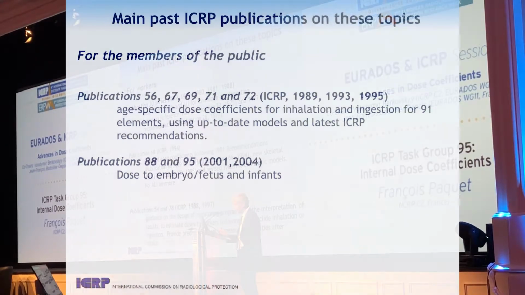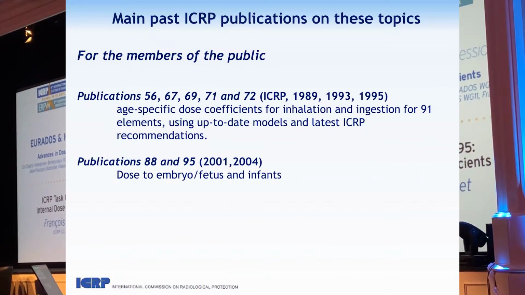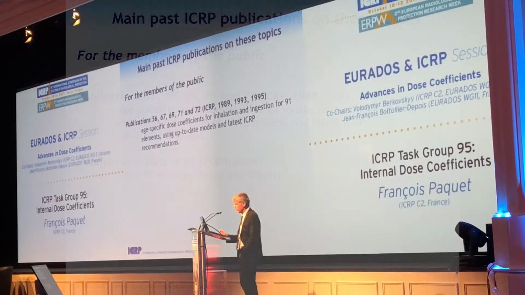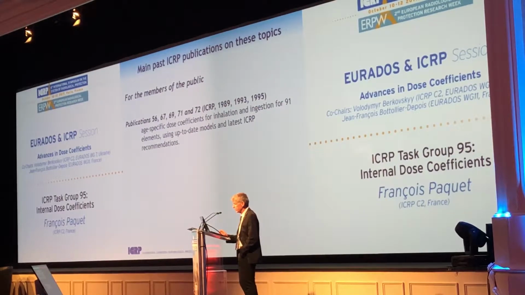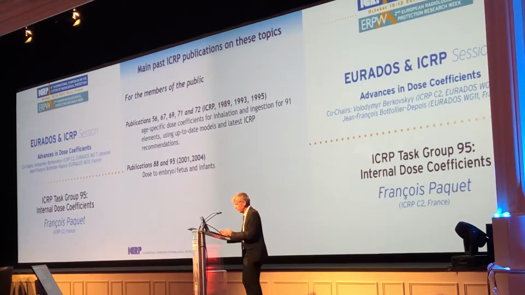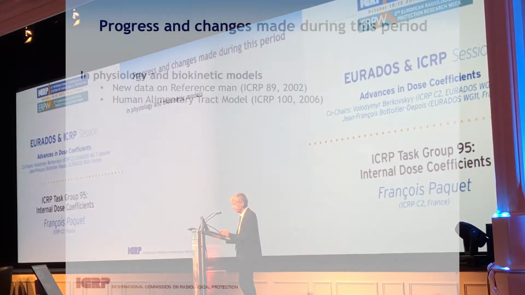So this was the former publication. For the member of the public, in a similar way, we had the Publication 56 series, which provides the age-specific dose coefficients for inhalation and ingestion of 19.1 elements using up-to-date models and the latest ICRP publications. And we also still have Publications 88 and 95, which were about dose to the embryo, fetus, and infant.